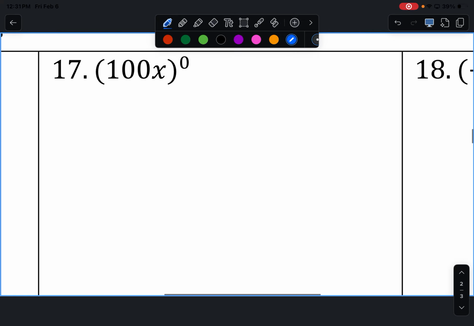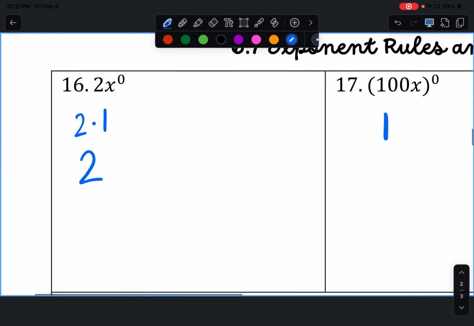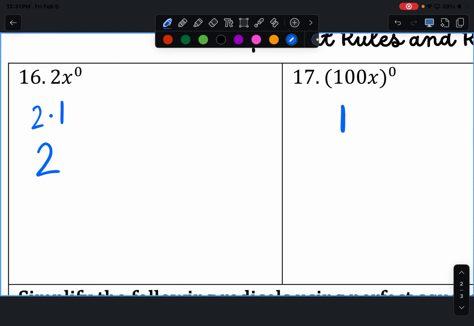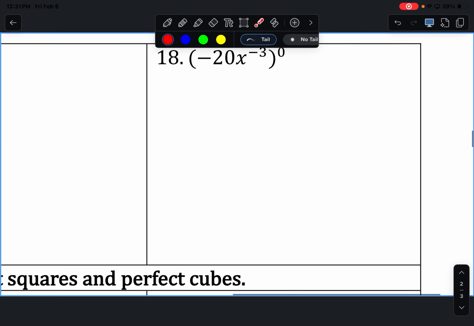Okay, first question 17. What is being raised to the 0 power? Okay, what is 100x to the 0 power? 1. It's just 1. So how is this one different than number 16? On 16, the 0 is only affecting the x. This one, the 0 is affecting everything. For number 18, what is negative 20x to the negative 3rd to the 0 power? 1. Here we go. All right.